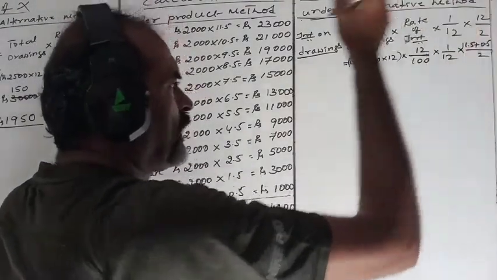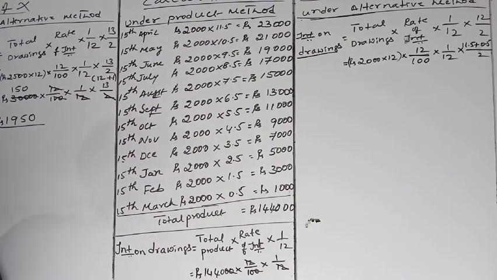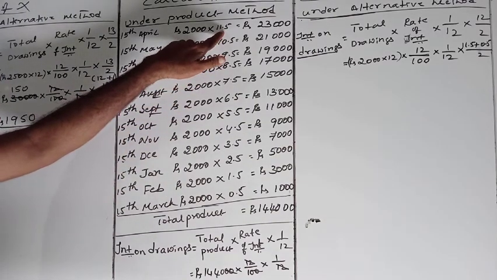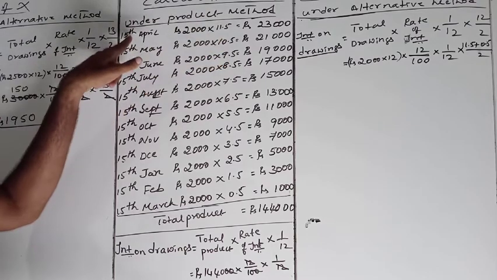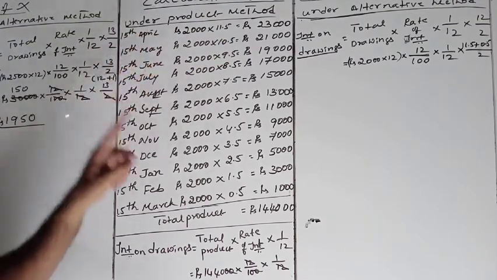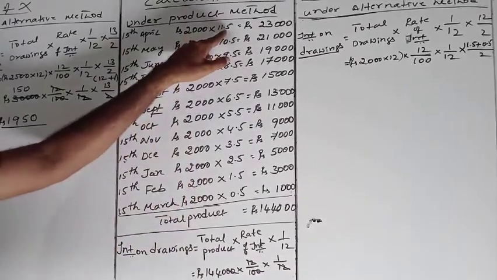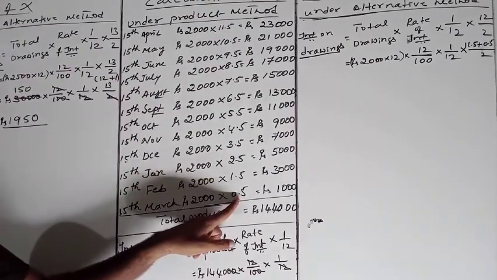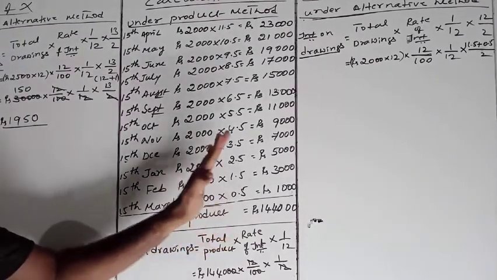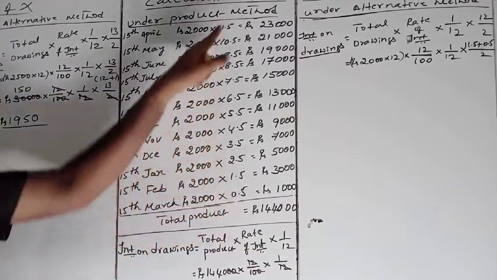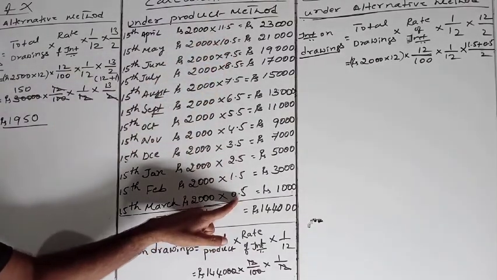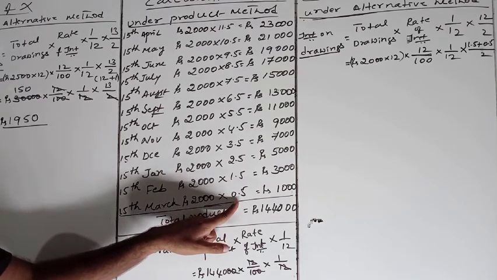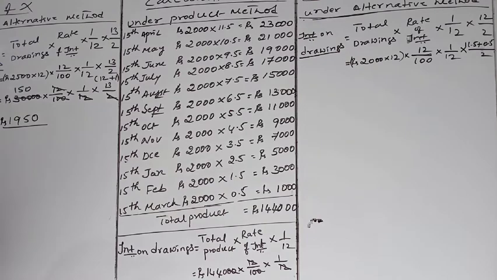Which is 11.5 and which is 0.5? Come to the product method. The maximum number of months withdrawn by the partner: the first month withdrawn on 15th April to 31st March is 11.5 months. The last month withdrawn on 15th March, the minimum is 0.5 months. Right? The average of the maximum and minimum months, that is 12 by 2. 11.5 plus 0.5 equals 12, divided by 2.